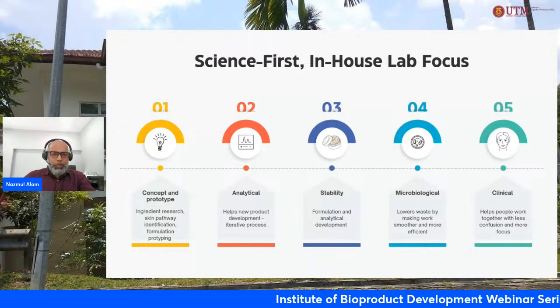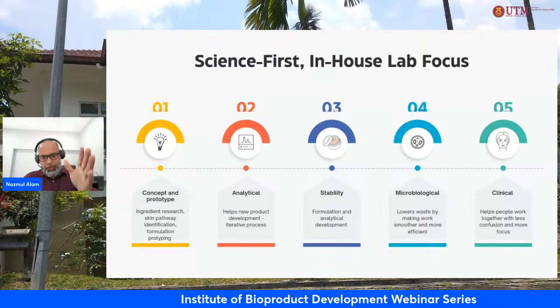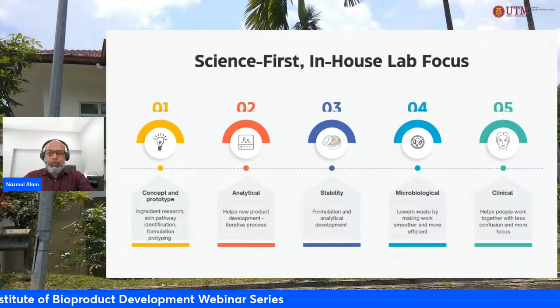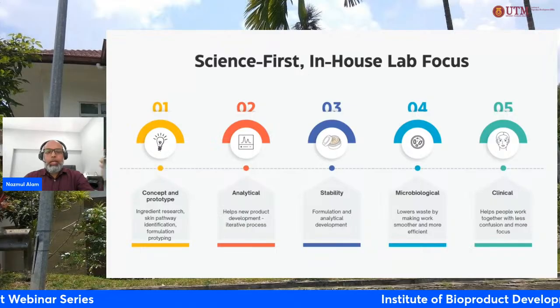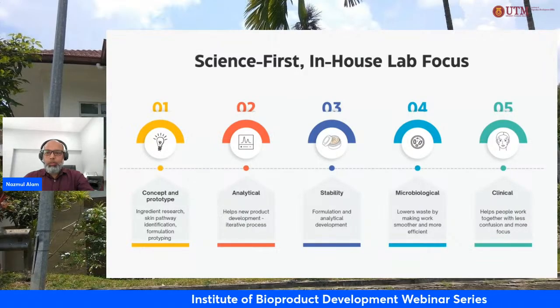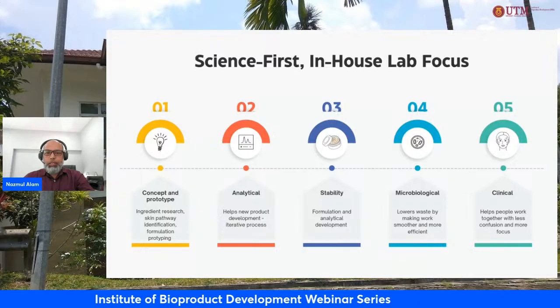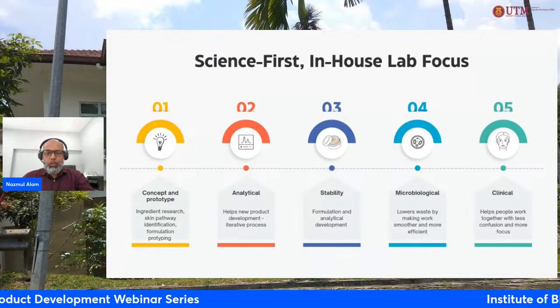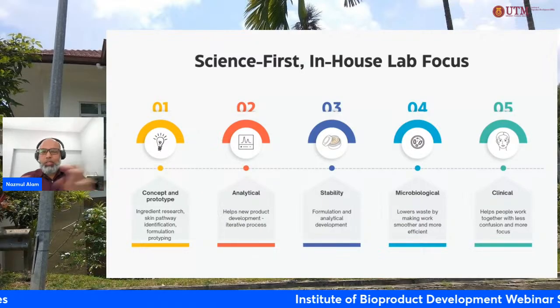Okay, so then the microbiological test, or microbiological department. We have a separate department. Microbiological is about safety. We test our product to ensure it's clean. We check for any harmful bacteria or mold. This step literally lowers waste. It makes the whole production process smoother and more efficient. Safety is non-negotiable for us.